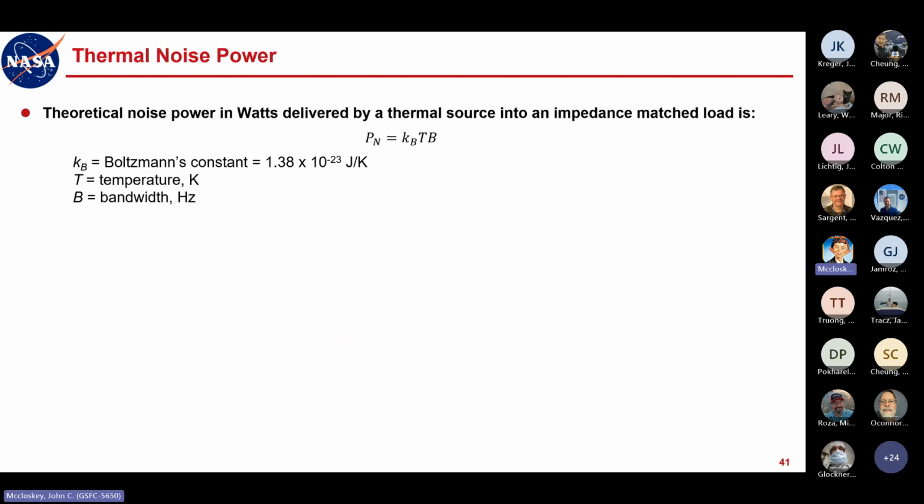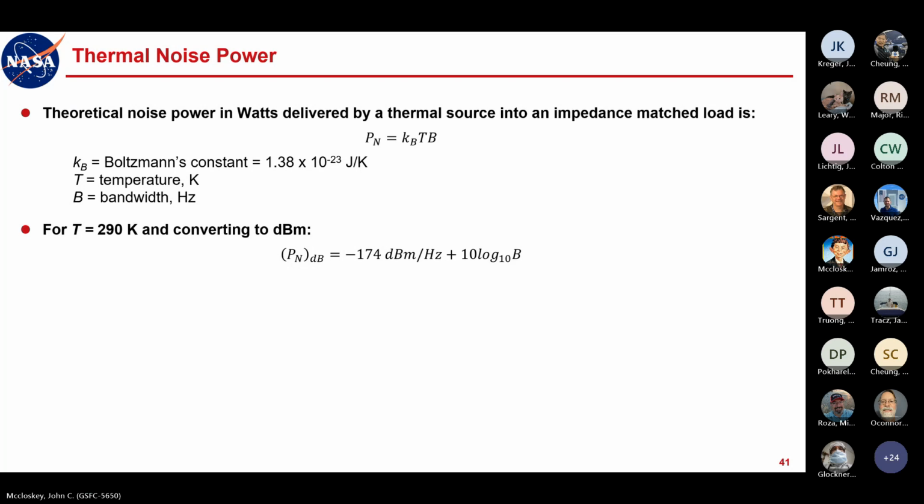So it starts with thermal noise power. The theoretical noise power in watts delivered by a thermal source into an impedance matched load is kTB, or k sub B, T, B. k is Boltzmann's constant, 1.38 times 10 to the minus 23rd joules per Kelvin. T is temperature and B is the measurement bandwidth. This is right out of textbooks. Any textbook will provide this equation, so I'm not going to derive it.